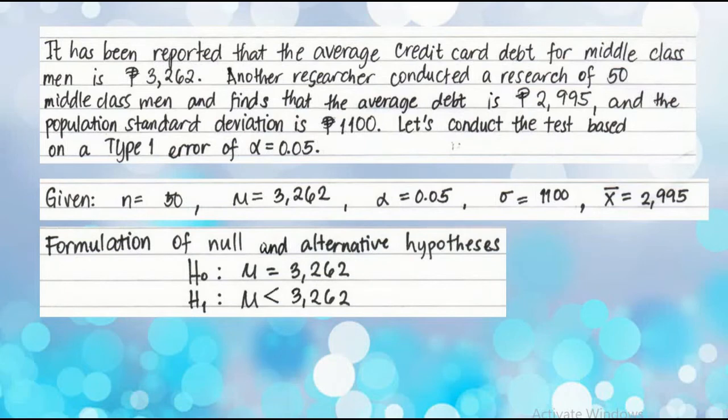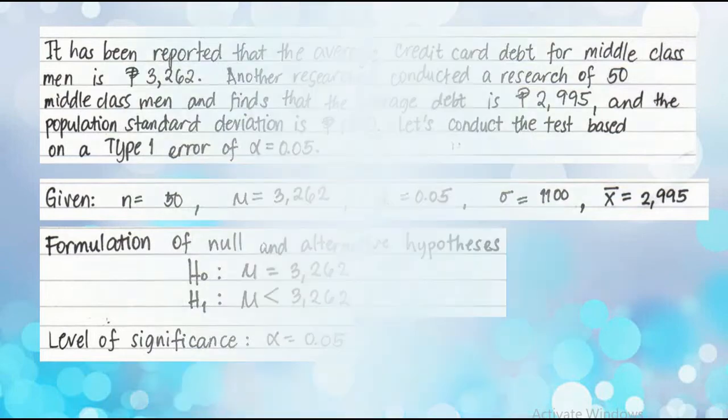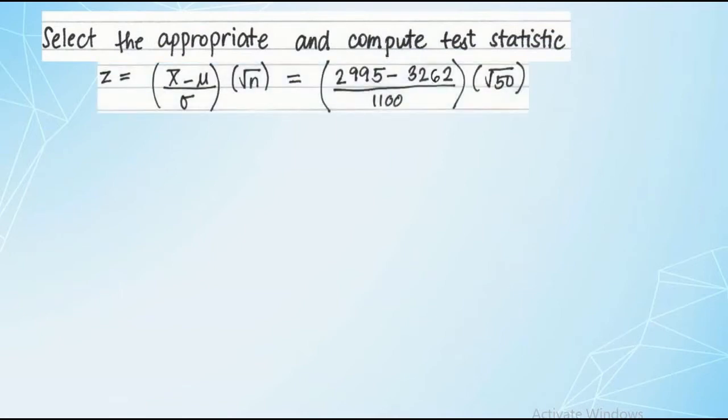Formulation of null and alternative hypothesis. H0: mu is equal to 3,262. H1: mu is less than 3,262. Level of significance, alpha is equal to 0.05. Select the appropriate test and compute the test statistic. Z is equal to x bar minus mu over standard deviation divided by square root of n. So we will use z-test since n is greater than or equal to 30.